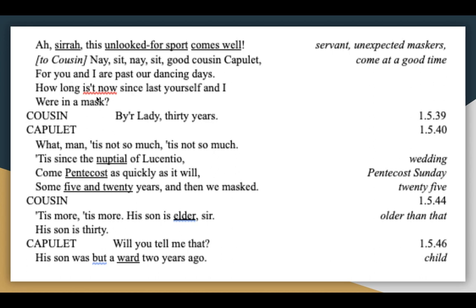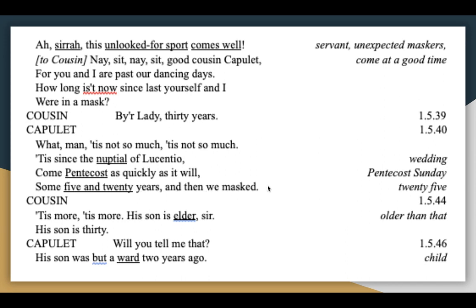"How long is it now since you and I were in a mask?" "By'r Lady, thirty years." "What, man, 'tis not so much, 'tis not so much." He says, how long has it been since me and you were dancing at a masquerade ball? Thirty years. What? No way, it's not thirty years, it's not that long. "'Tis since the nuptial of Lucentio, come Pentecost as quickly as it will." So it's the wedding of Lucentio. Pentecost is about fifty days after Easter Sunday. So it's just like time's going really, really quickly. "Some five and twenty years, and then we must."